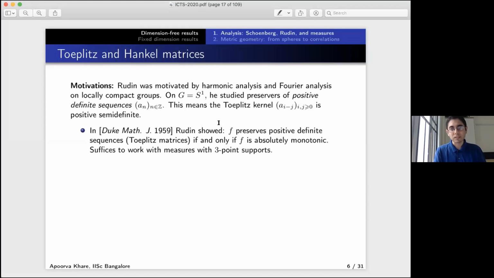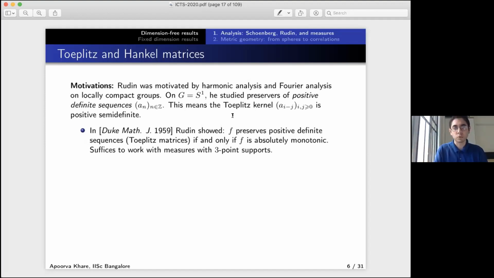These sequences arise as Fourier coefficients of non-negative or positive measures on the torus, on the circle. And measures with 3-point supports give rise to the rank being 3 or less. So the size of the support of the measure directly correlates to the rank of the matrix, or the bi-infinite matrix. That's what Rudin showed, which means that preservers of positivity on rank 3 Toeplitz matrices of all sizes are automatically power series with positive coefficients. It's a far smaller set than Schoenberg's original work.